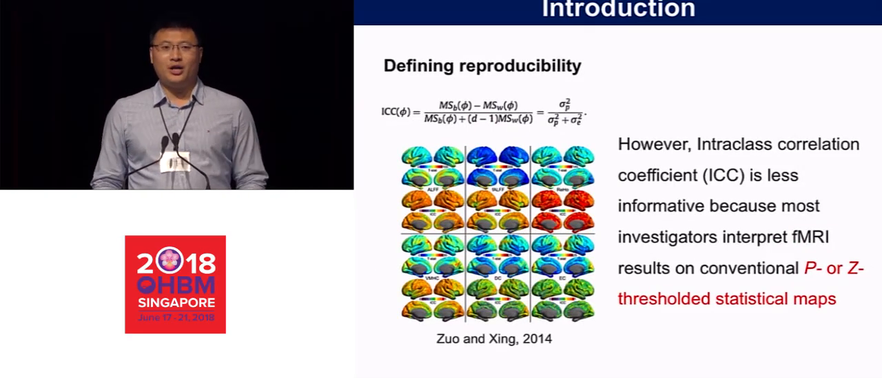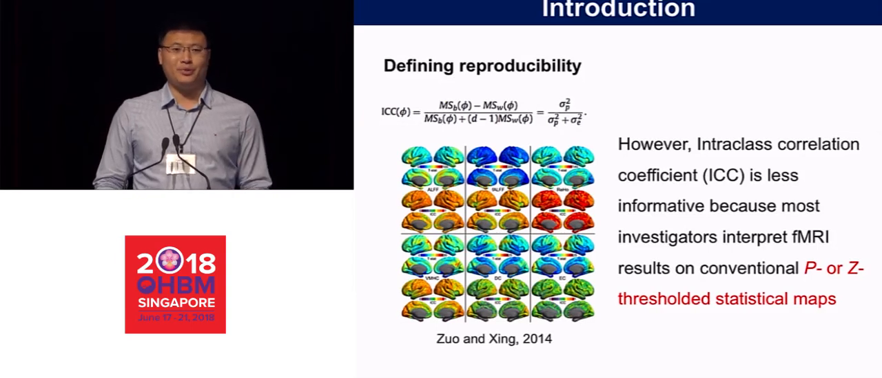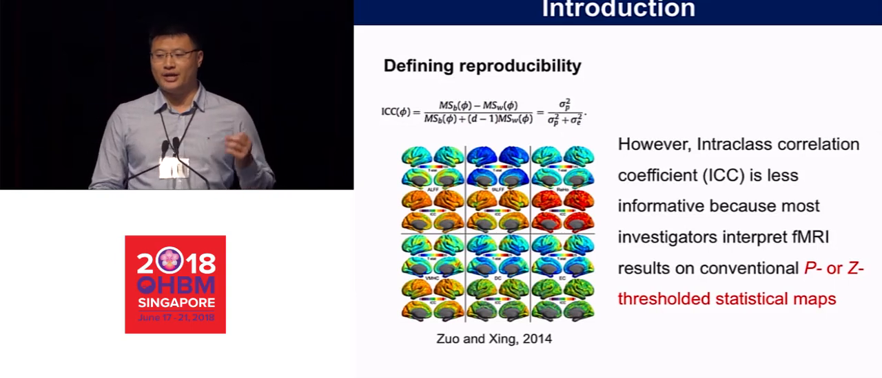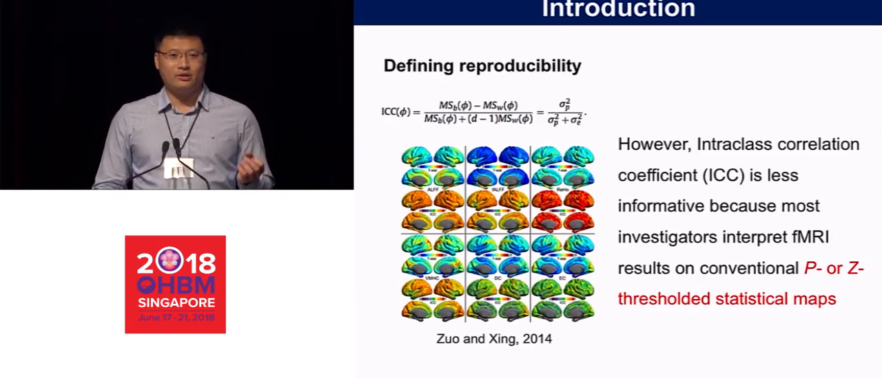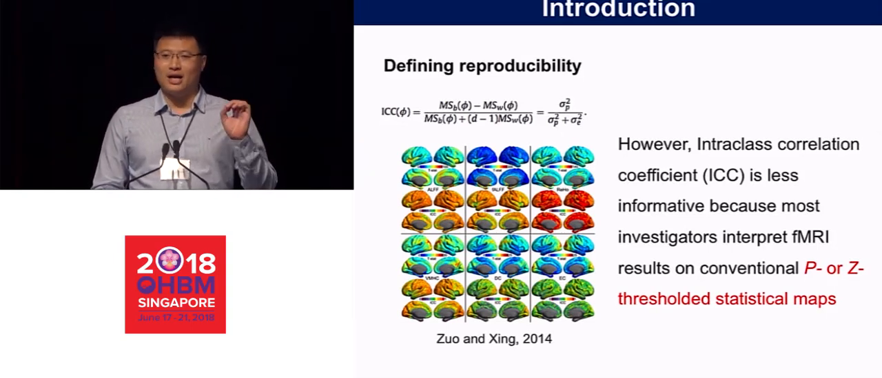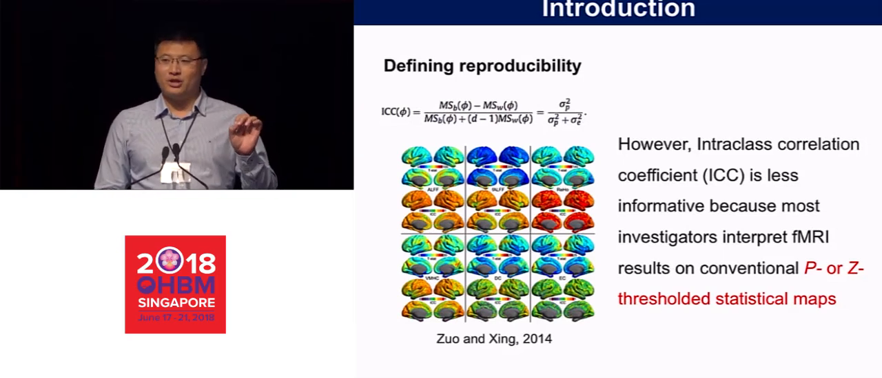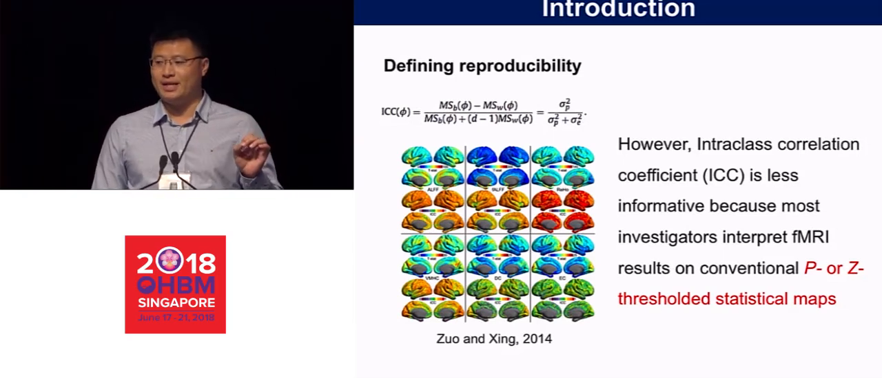So when we talk about reproducibility, we should define reproducibility first. There's a pretty good measure called the intra-class correlation coefficient, ICC. This metric should be kept stable within subject, but it should have some variance between subjects. ICC is pretty good.